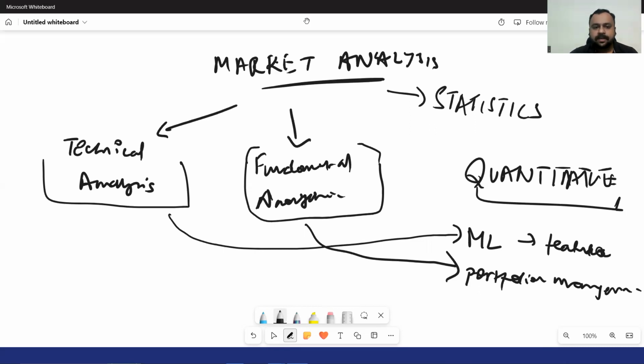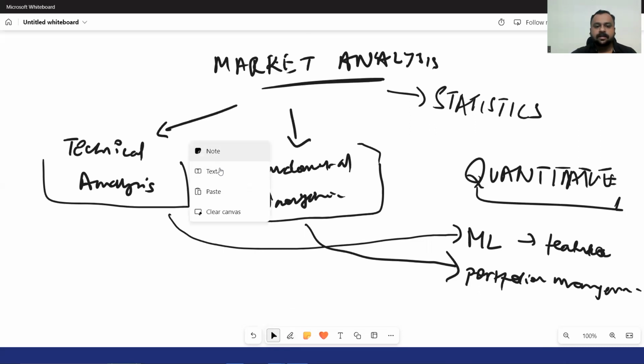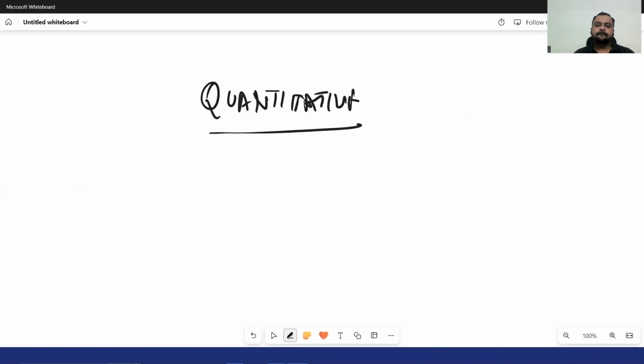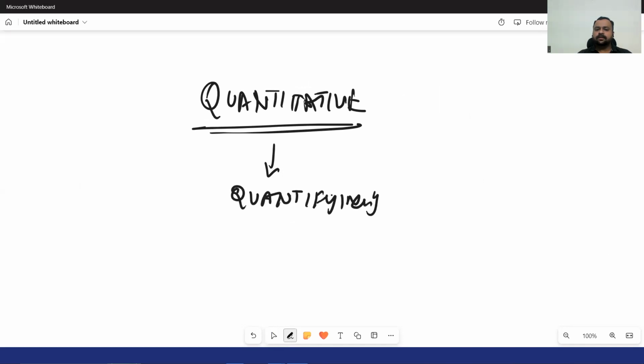Now let's come to the bigger question. So then what do I define as quantitative analysis? Right. So any kind of research which is quantitative in nature means that we are actually quantifying something. What do I mean by quantifying? I mean to say finding a certain measure of something, right?